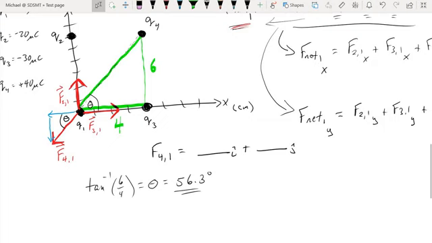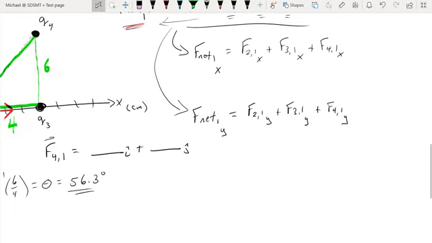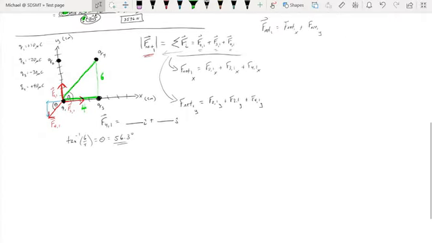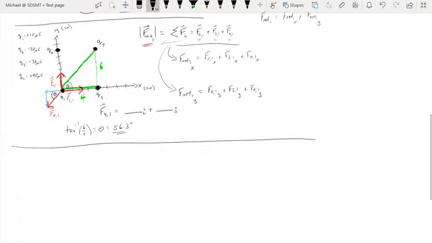For theta, we're going to use that same theta value to break up our force vector F41. But in order to do that, we need to have some magnitude for that force. Not only that, we're going to need magnitudes for the other forces in the system as well. So let's take a break from all of the vector math here, and we will use Coulomb's law to help us find the magnitudes of these forces.